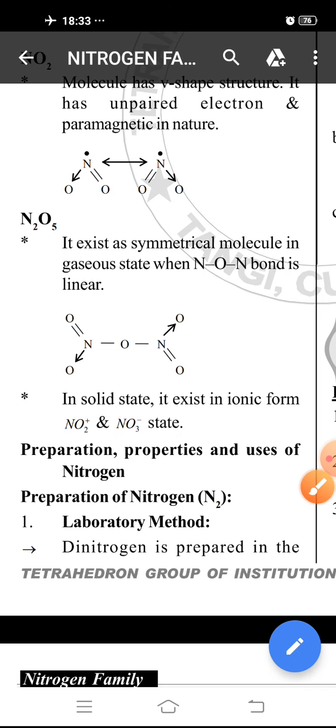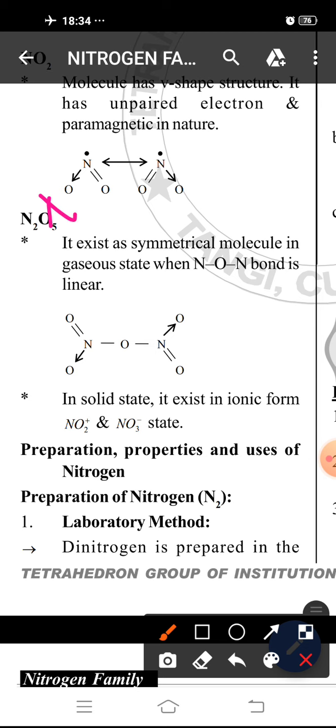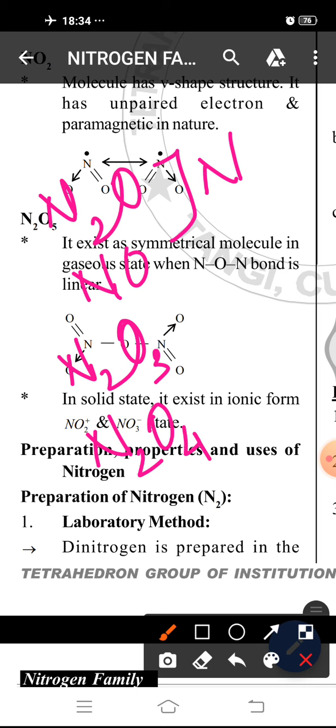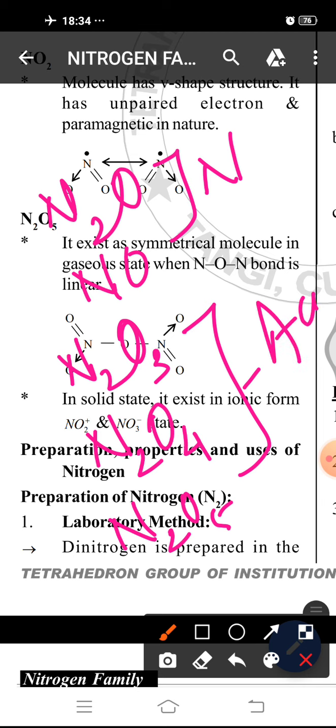Among the oxides of nitrogen, N2O and NO are neutral in nature, and N2O3, N2O4 and N2O5 are acidic in nature.